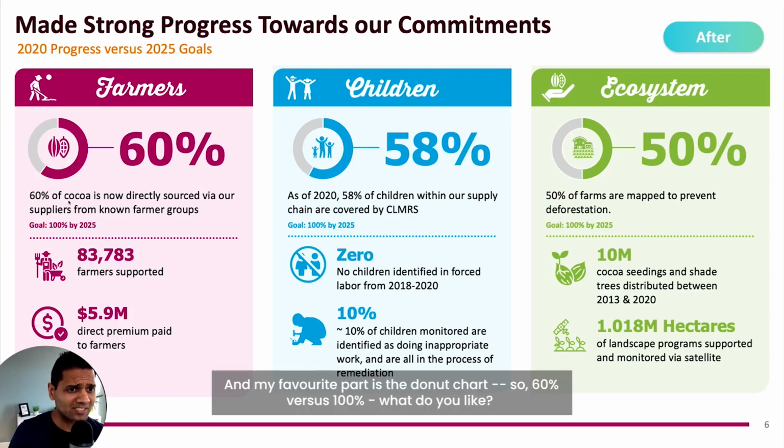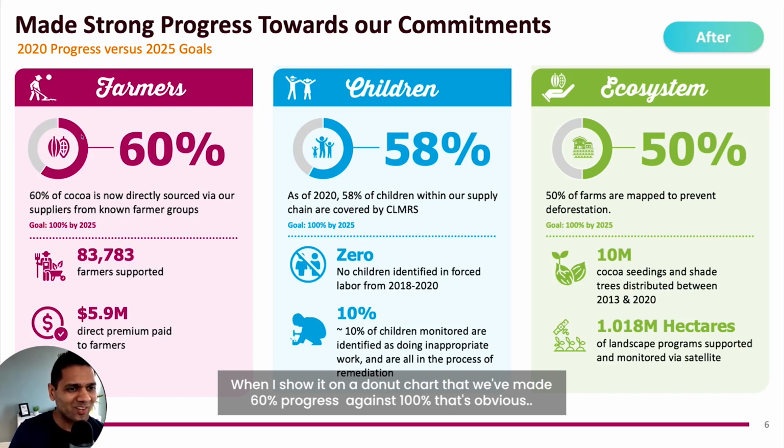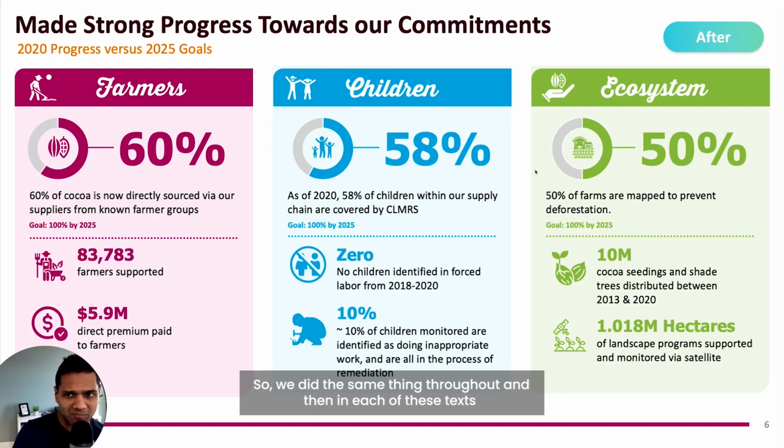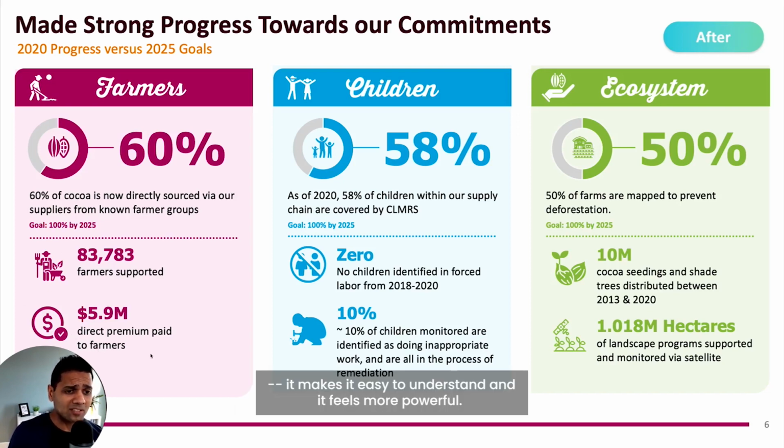And my favorite part is the donut chart. So 60% versus 100%. What do you like? When I show it on a donut chart, we made 60% progress against 100%. That's obvious. So we did the same thing throughout. And then in each of these texts, supporting content below, if we could use specific numbers, if we could use visuals, easy to understand, it feels more powerful.